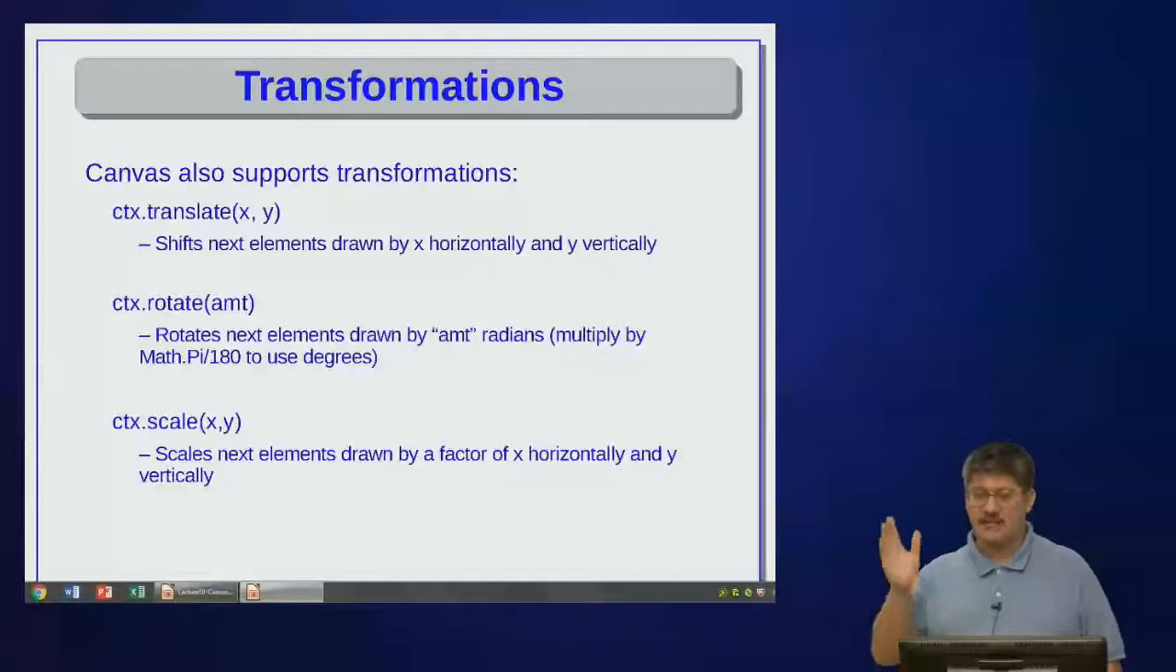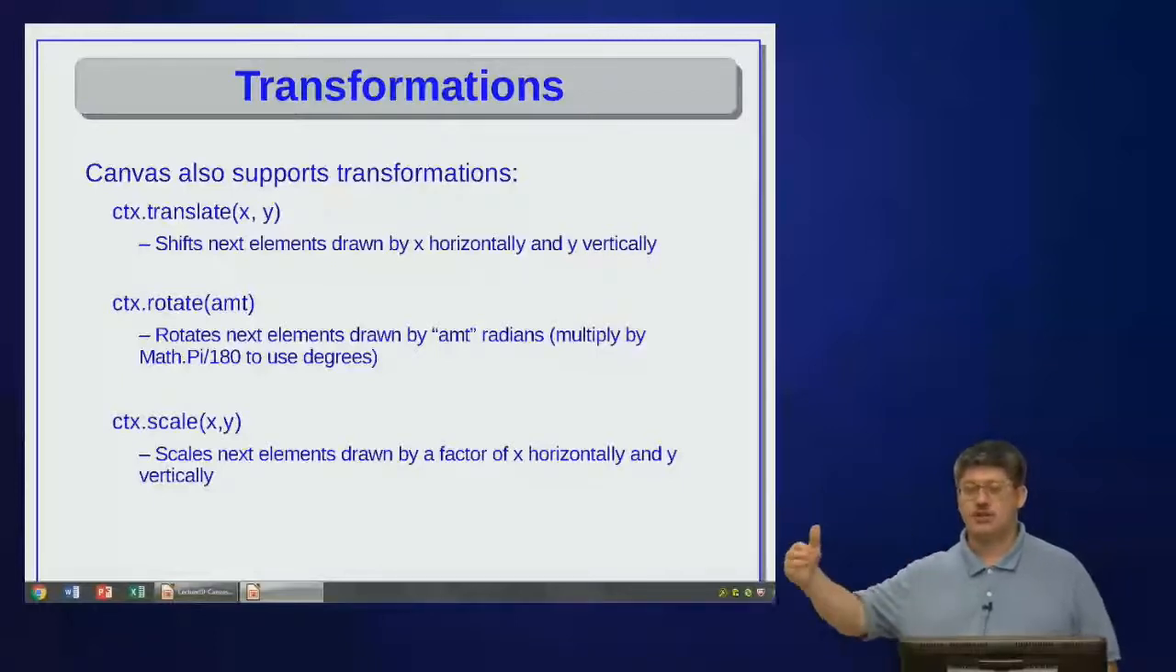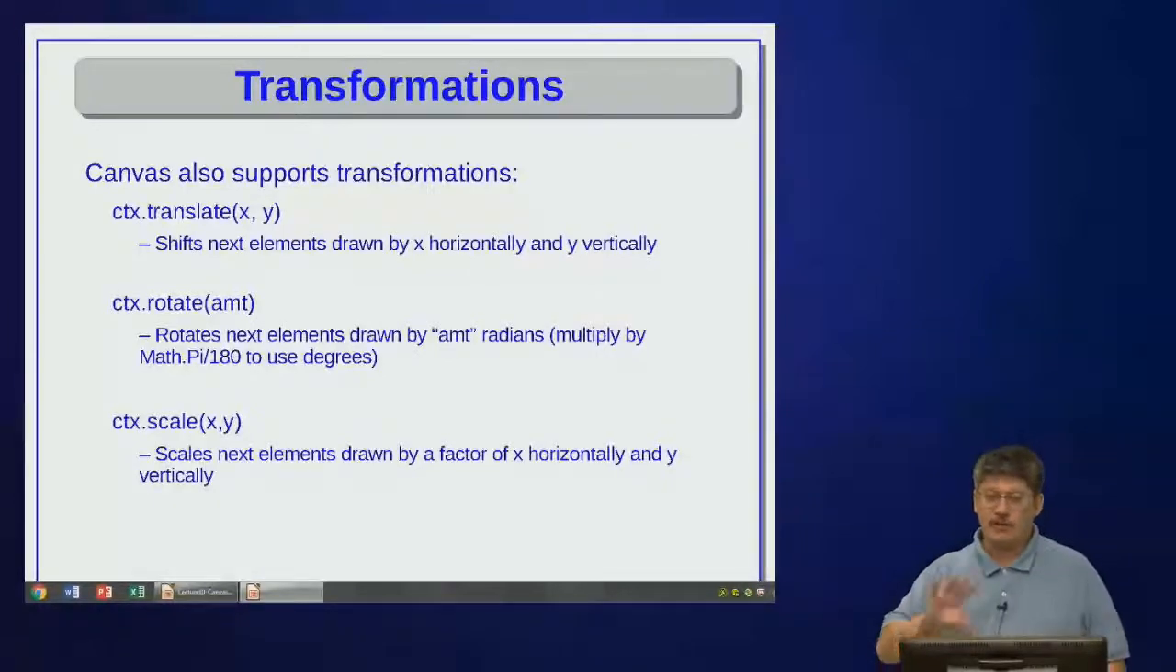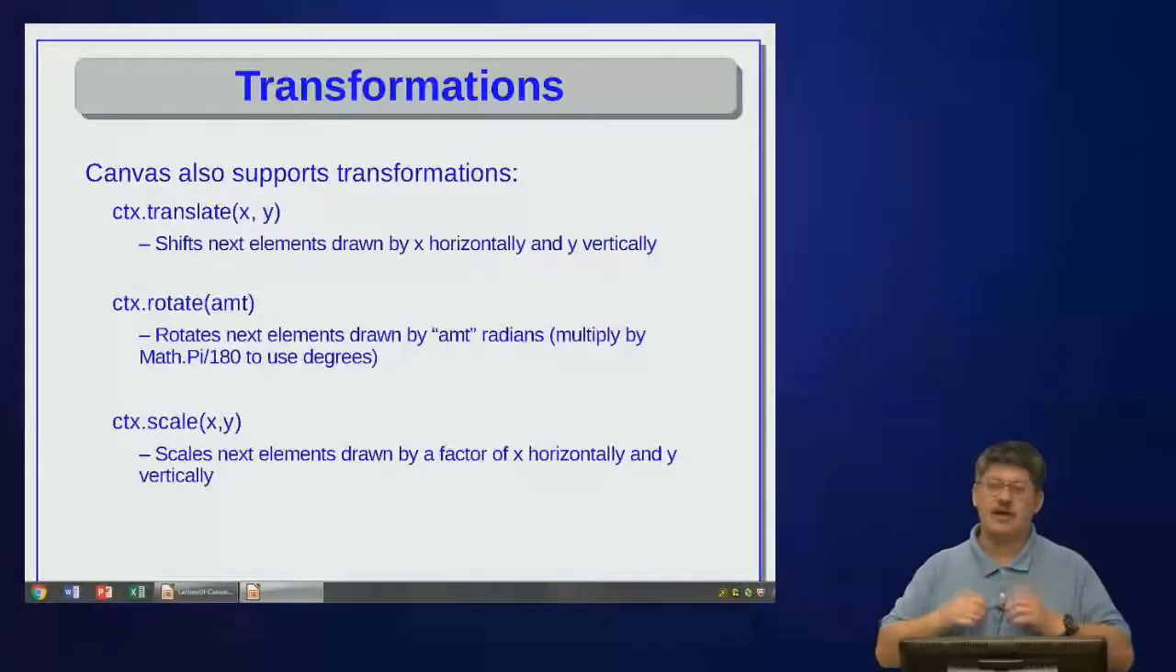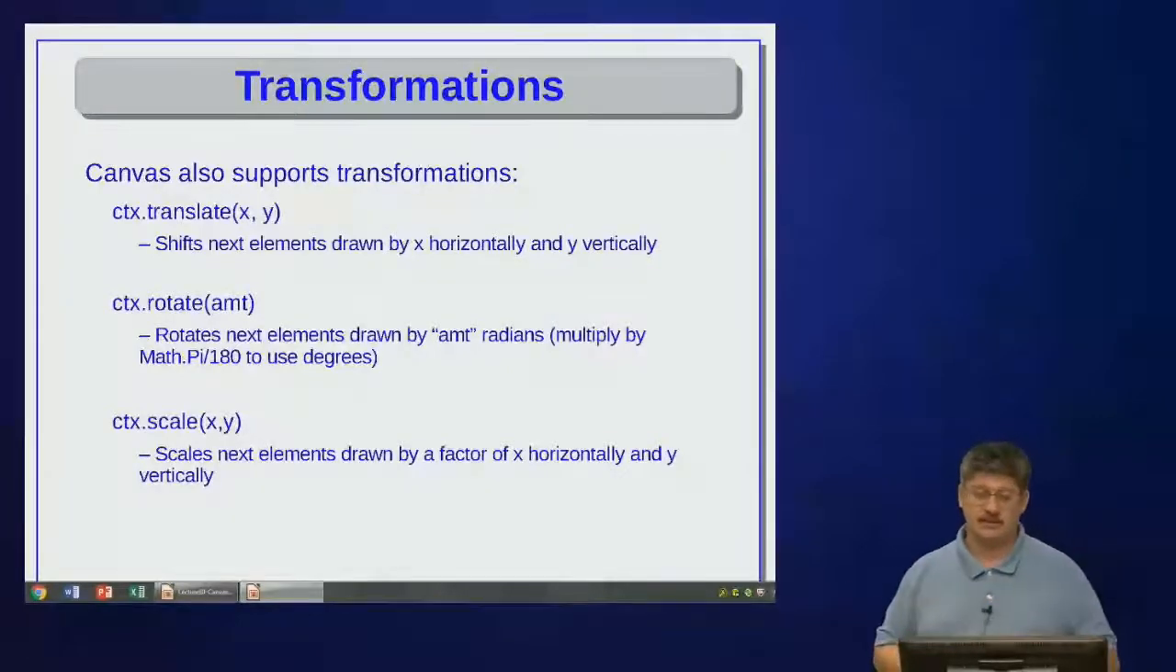So if I translate and then draw, everything's going to draw translated. Similarly, if I rotate and then draw, everything I draw from that point out will be drawn rotated. If I scale and then draw shapes, they're going to be drawn at scale. So every time I call scale, I'm changing the current transformation matrix, and it will remember that and apply it to all the objects I create next.